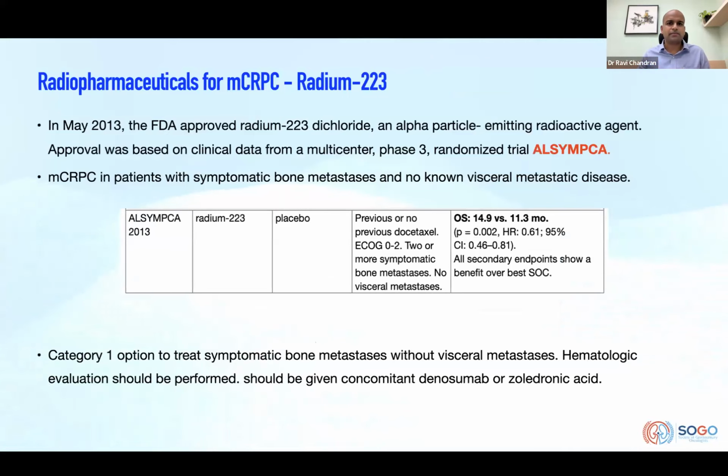Next, coming to radium-223, this was based on the ALSYMPCA trial. We don't practice it often here. This is predominantly for patients who have symptomatic bone metastasis and no known visceral metastatic disease. If a patient has bone metastasis alone, then radium-223 is a good option. But one thing to be careful about is the hematological side effects associated with radium-223, severe marrow depression.